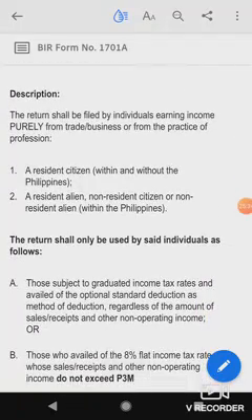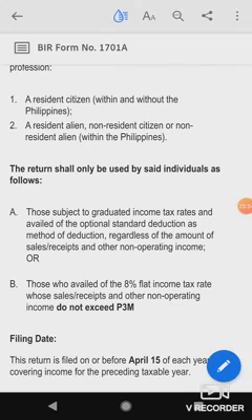1701A shall be filed by individuals earning income purely from trade or business or from the practice of profession. 1. A resident citizen with or without the Philippines. 2. The resident alien, non-resident citizen, or non-resident alien within the Philippines. The return shall only be used by said individuals as follows.